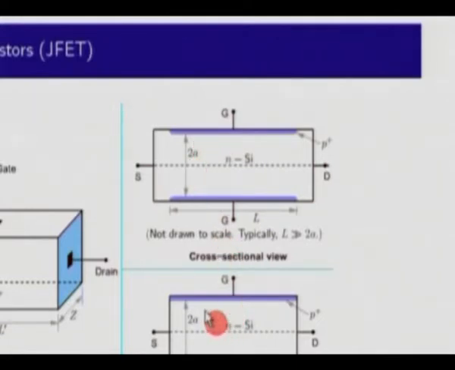As I was saying, this is a simplified structure in which we don't worry about the source and drain regions. The purple region here is the P plus region, and the channel region itself is N. So there is a P plus N junction at the top, as well as a P plus N junction at the bottom. That is the basic structure. The important things here are the doping of this N region or the channel region, the length from source to drain, and the channel thickness, which is called 2A here, where A is half of this, and it's 2A because of the symmetry.